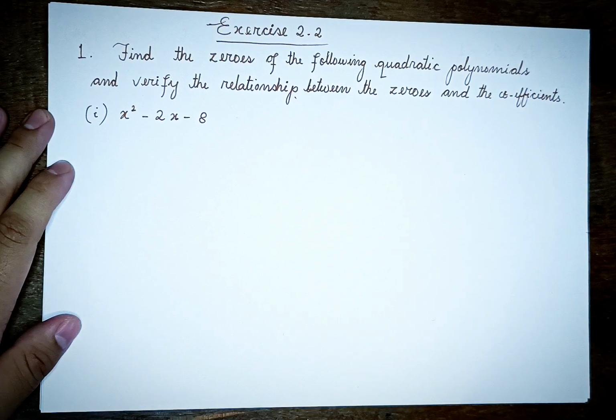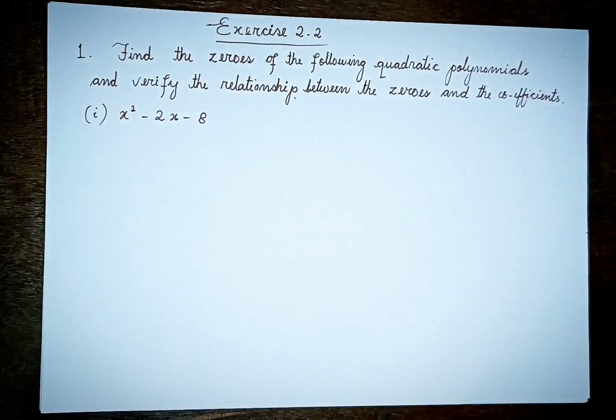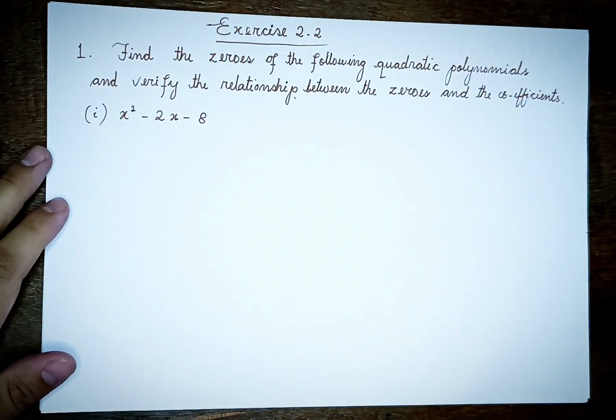Today, let's solve exercise 2.2. Question number 1. Question 1 says that find the zeros of the following quadratic polynomial and verify the relationship between the zeros and the coefficient.